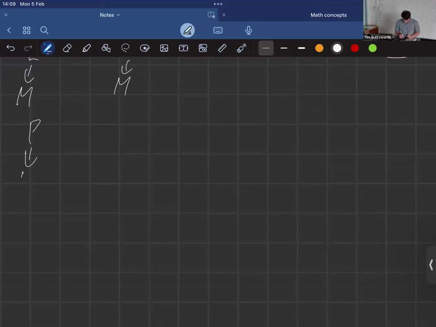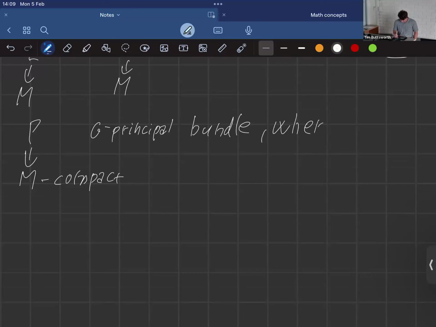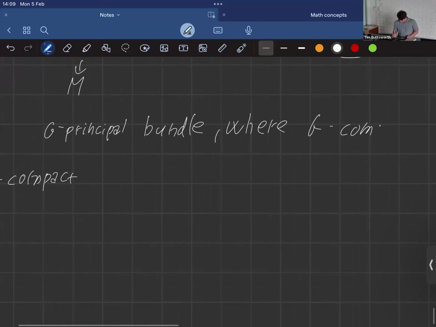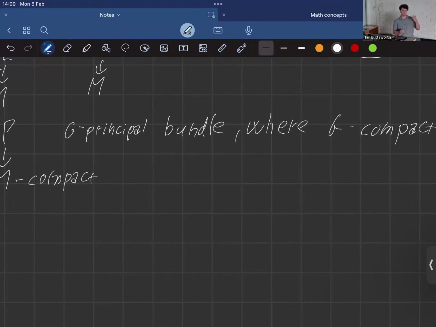We have a principal G bundle. I guess one more note: the base manifold M is going to be always compact. And this is a G principal bundle, where G is again compact. Okay, so the typical fiber is a compact Lie group. Okay, I'm fine with that.